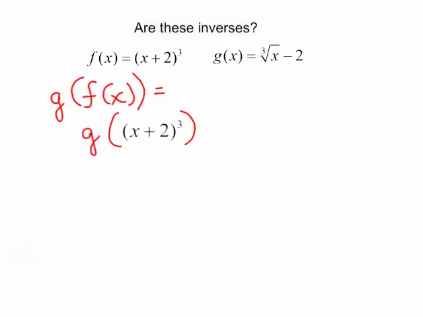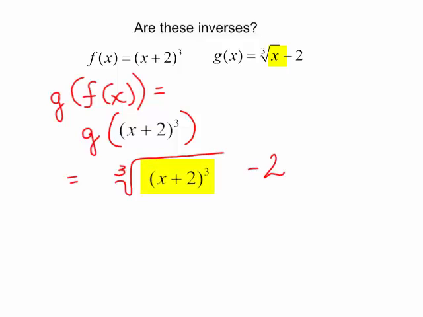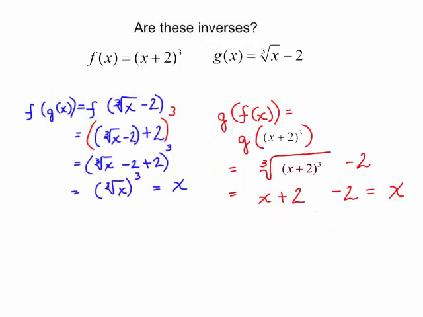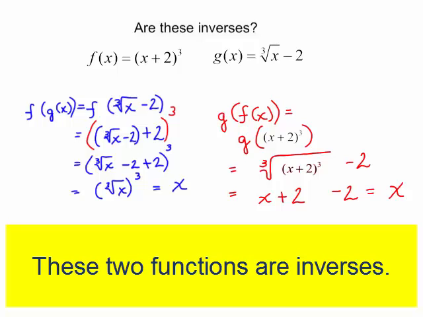F of x is (x plus 2) cubed. For the g function, I'm supposed to take the cube root of the f function and subtract 2. The cube root of (x plus 2) cubed is simply x plus 2. And x plus 2 minus 2 is x. G of f of x is equal to x. So f of g of x was equal to x, and g of f of x is equal to x. These two functions are inverses.